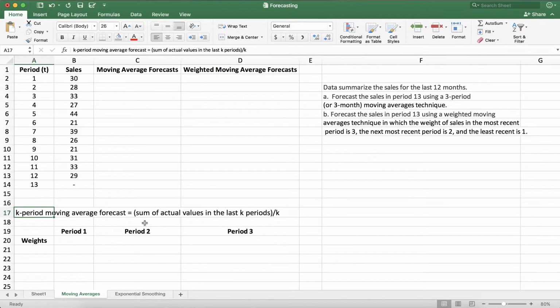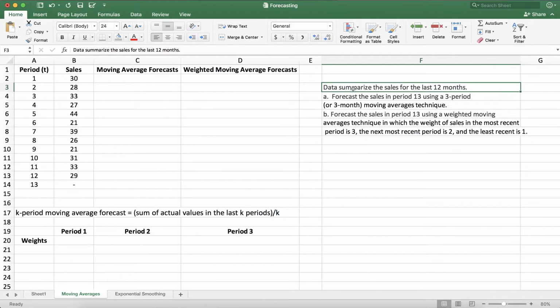forecast, the way to calculate that value is to take the sum of the actual values that I already have in the last K time periods and divide the sum by K, whatever that K is. We are going to see this in our example in just a little bit, but this is our general formula which we will use in our calculations.